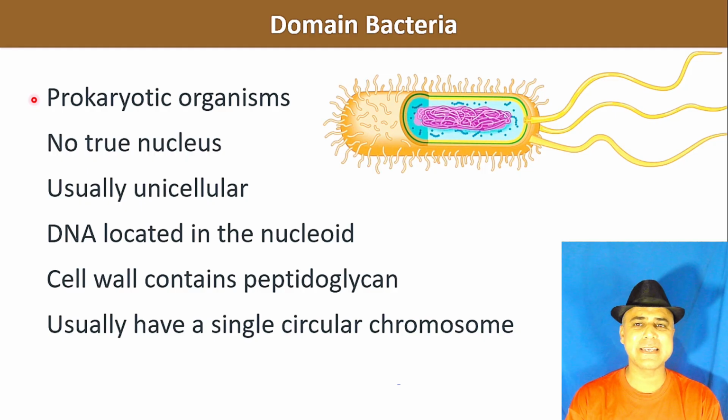Now I will discuss the important features of domain bacteria. These are prokaryotic organisms, with no true nucleus, and usually they are unicellular. Their DNA is located in the nucleoid, and their cell wall contains peptidoglycan. They usually have a single circular chromosome.